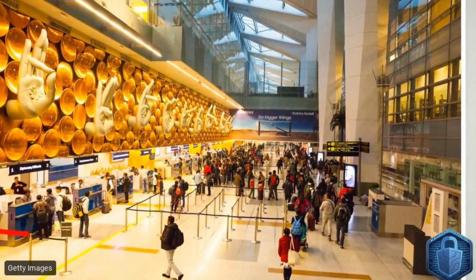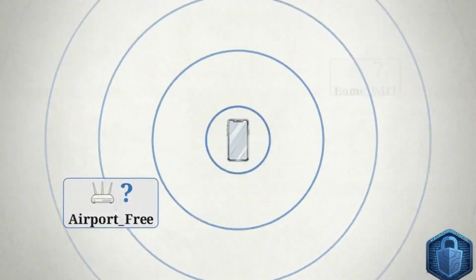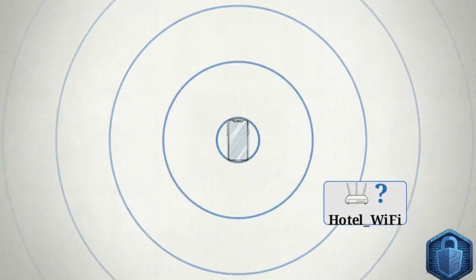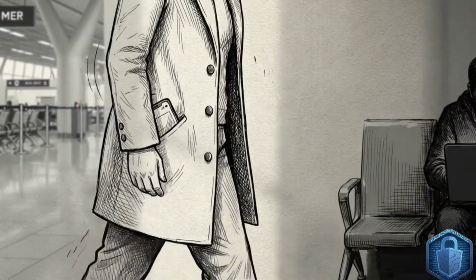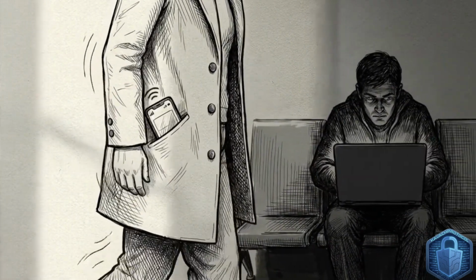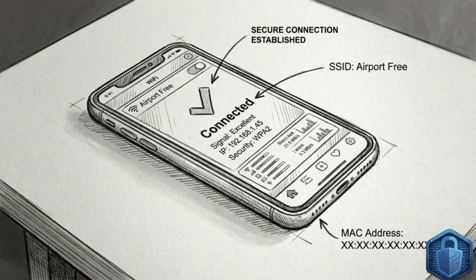Take a look at this busy airport terminal. As you walk through a crowded space like this, your phone is quietly shouting out into the air, asking, "Are you there, home Wi-Fi? Are you there, airport free?" It constantly probes for networks it has connected to in the past. Attackers exploit this with a variant called the karma attack. Their device simply listens for your phone's request and responds, "Yes, I'm the airport-free network." Your phone connects automatically in your pocket without you ever touching the screen or verifying the source.